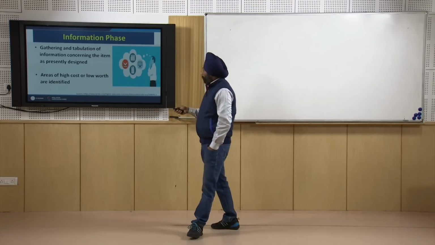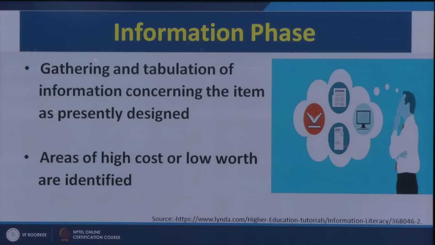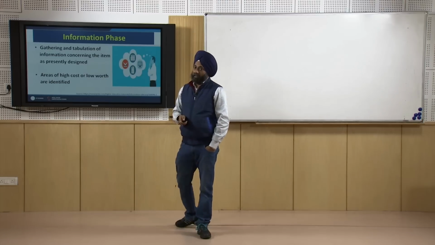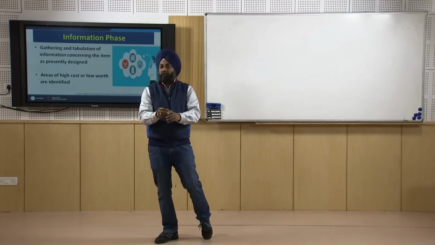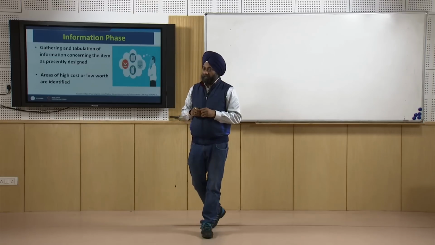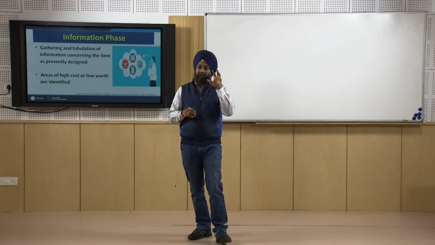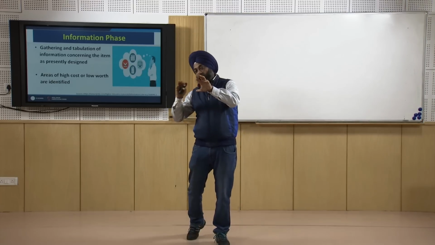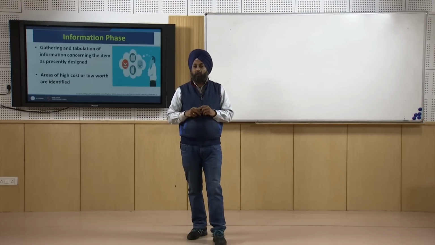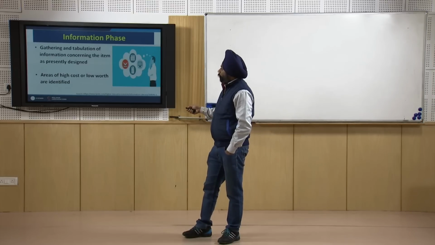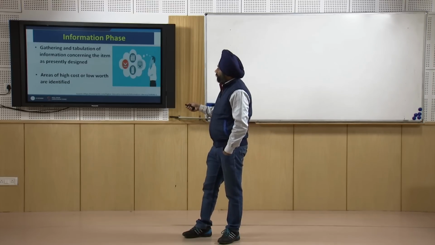So you can see gathering and tabulation of the information concerning the item as presently designed. Areas of high cost or low worth are identified. Now whatever is the existing product, suppose you are doing value analysis, it means the product is already existing. I have told in the last class the difference between value engineering, value analysis and value management. Now suppose you are doing value analysis. In value analysis you need to gather all the information, you need to tabulate that information concerning the item.